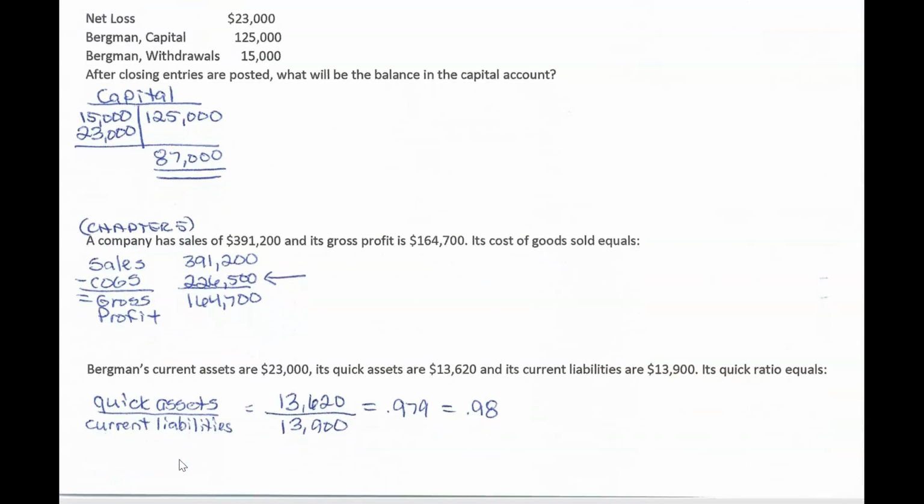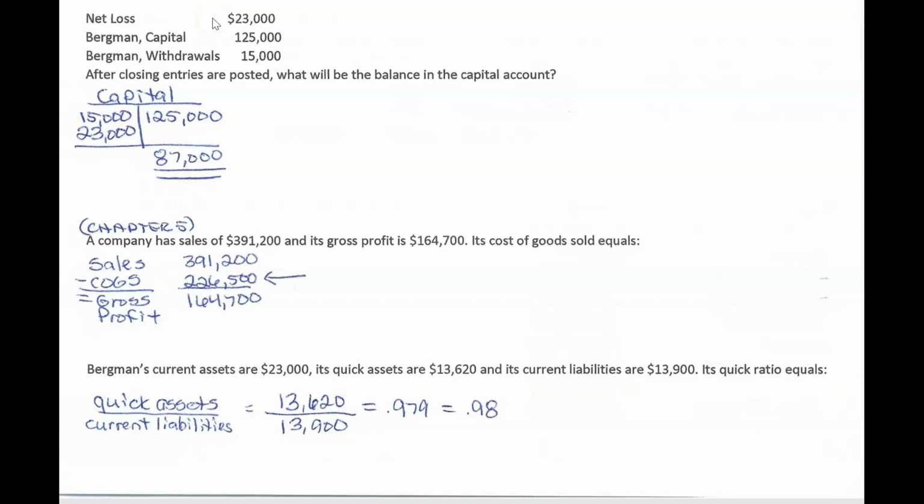Okay, this is the last one for chapter 4. We don't deal with net losses a whole lot in this class, but let's practice what it would look like if we did have one. After the closing entries, what is the balance of the capital account? Same as before, but this time we're looking at a net loss. The capital account has a credit balance of $125,000. And then the withdrawals were closed, which means we will credit withdrawals, debit the capital account, $15,000. A net loss.